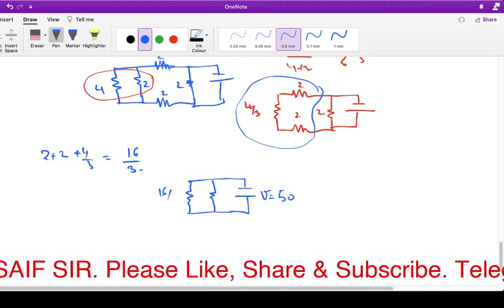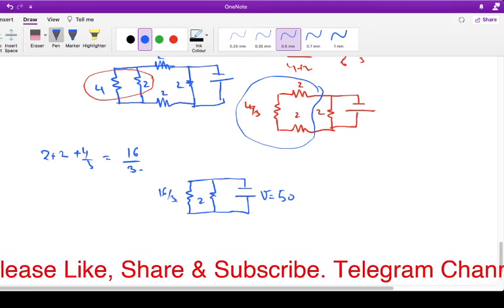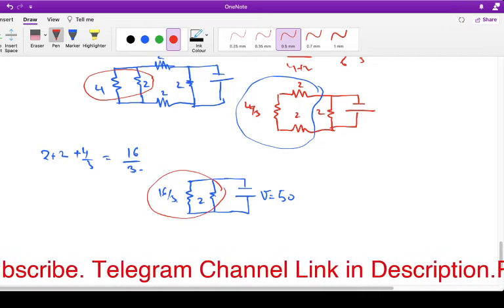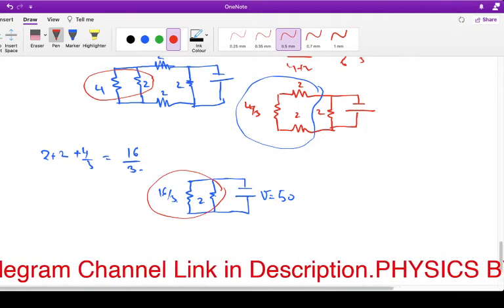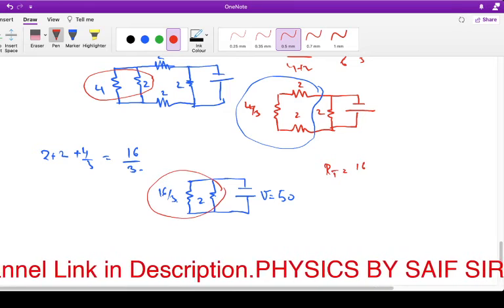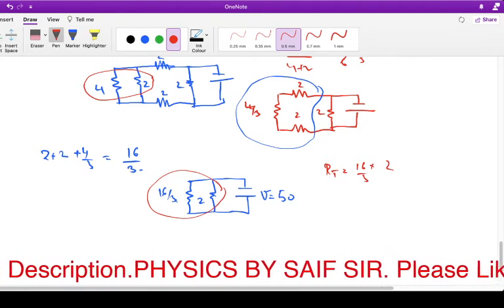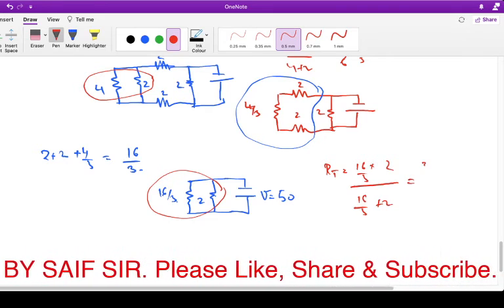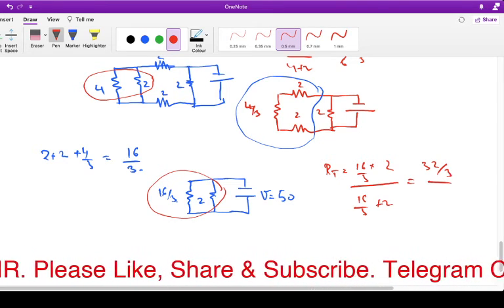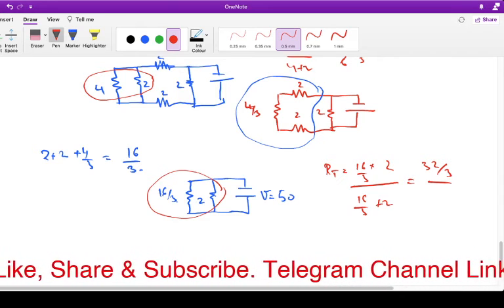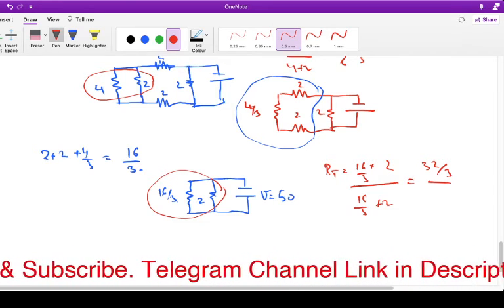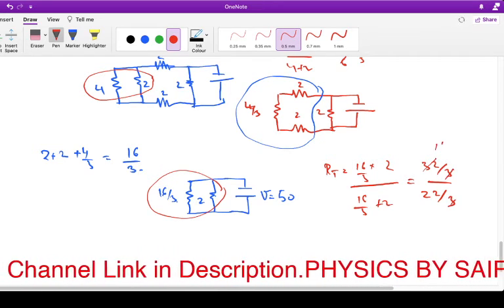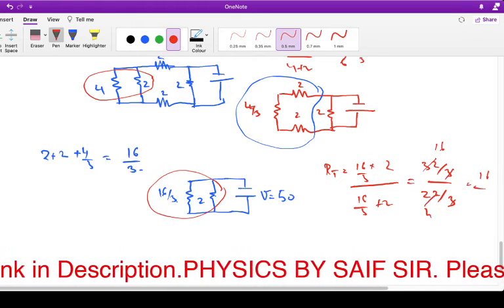Now again redraw the circuit diagram with new resistance value. This is 16 by 3 and here is 2. Now both the resistances are in parallel. Again solve it. R total is 16 by 3 into 2 by 16 by 3 plus 2. It will become 32 by 3 divided by 22 by 3, so it will be 16 by 11.